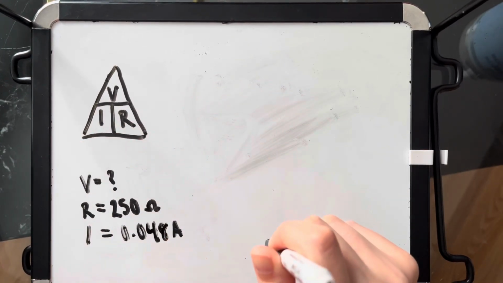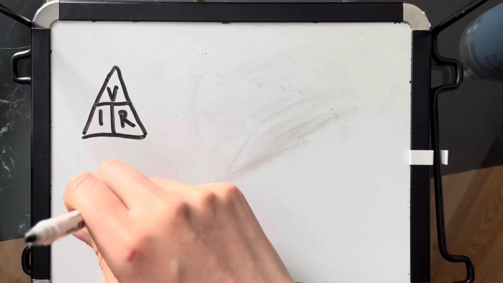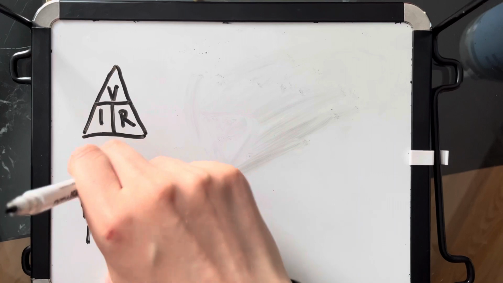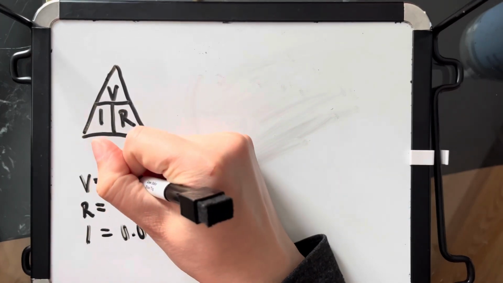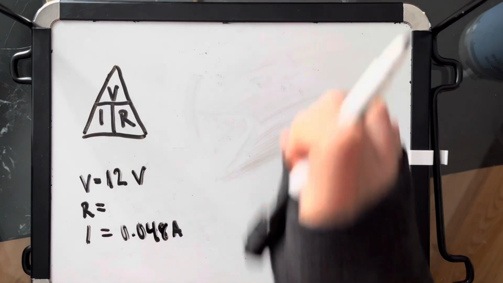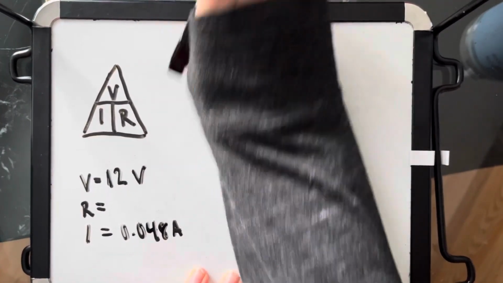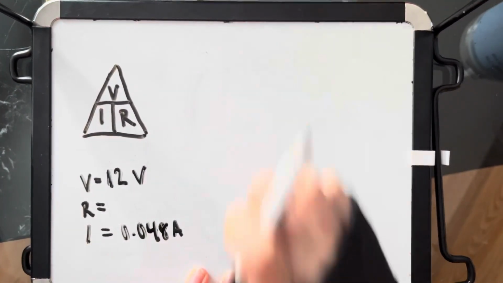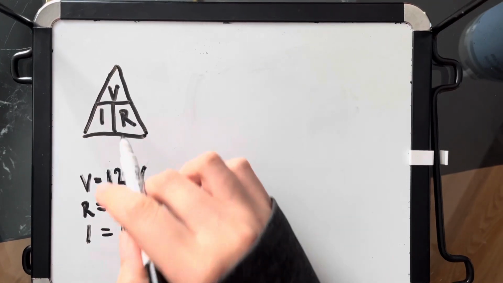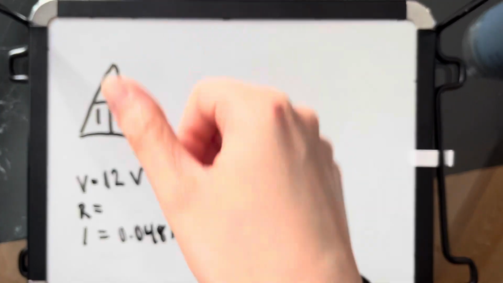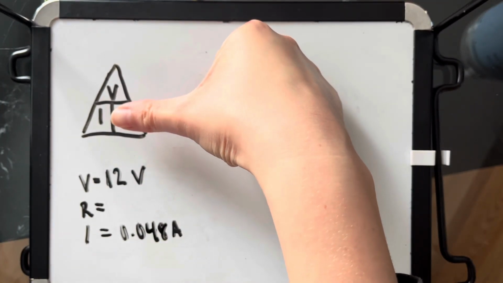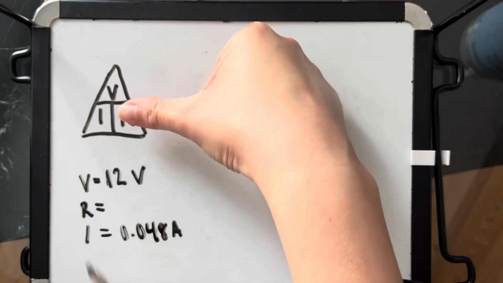And we're going to solve for resistance. We have 12 volts, and our current is 0.048 amps. Okay, so if we're solving for resistance, we are going to cover that up. We're going to do voltage divided by current.